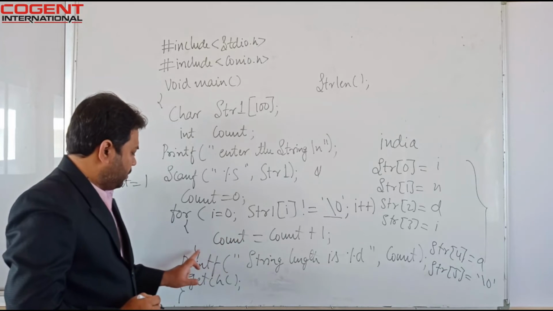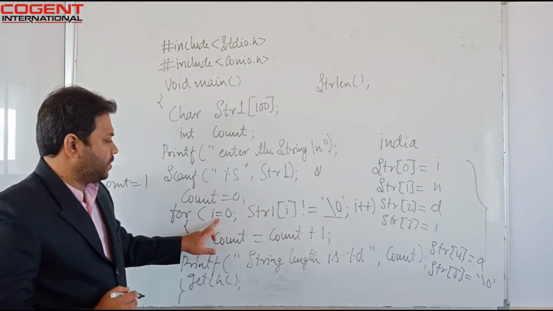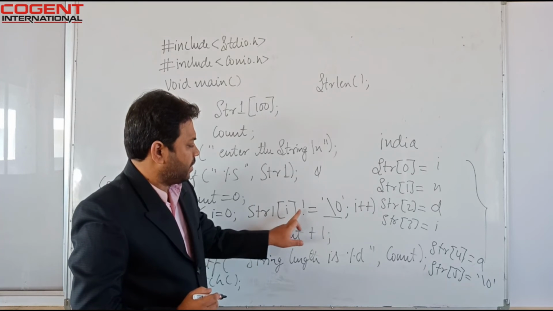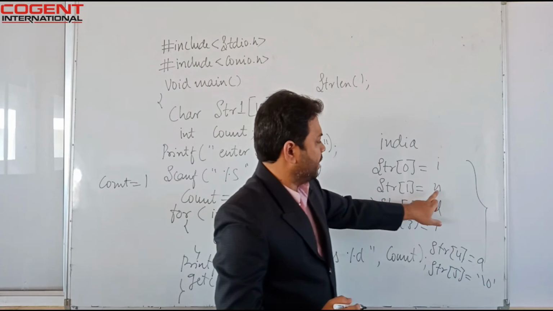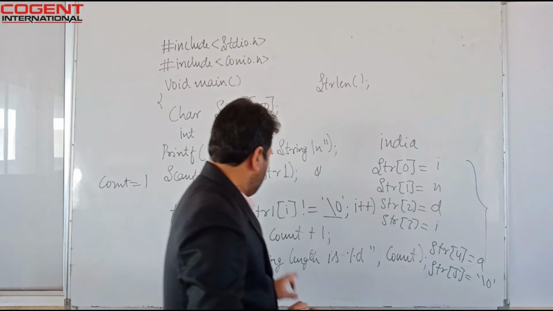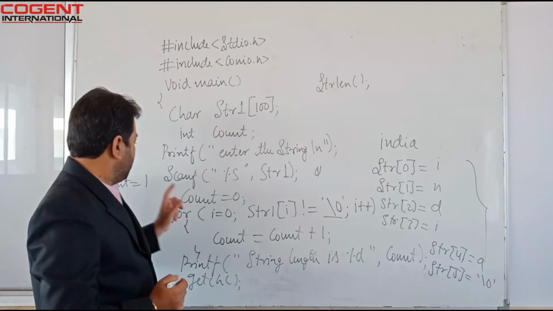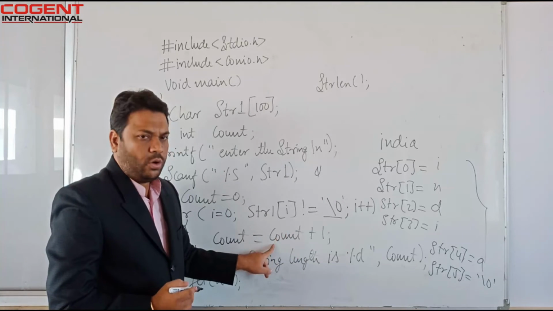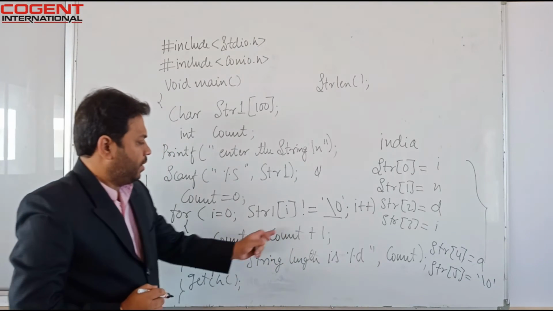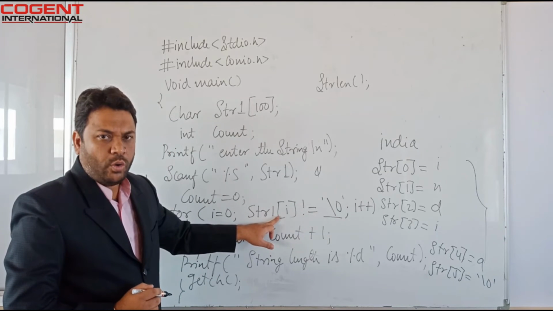Now the loop continues. Now increment the value of I, that is I is equal to 1. str1 of 1 is not equal to null. So the condition is satisfied because it is N here, right? Now increment the value of count here. So count is 1, 1 plus 1 is equal to 2. Now the count value becomes 2 here, right? Now increment the value of I. So I value is incremented to 2 here.